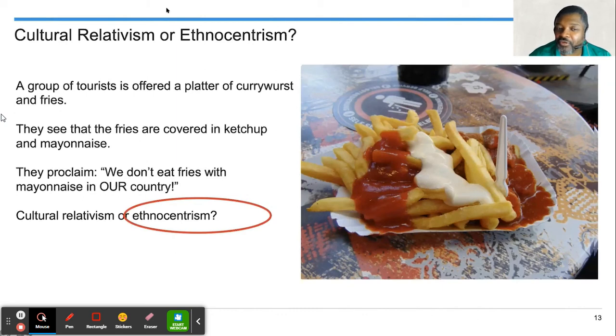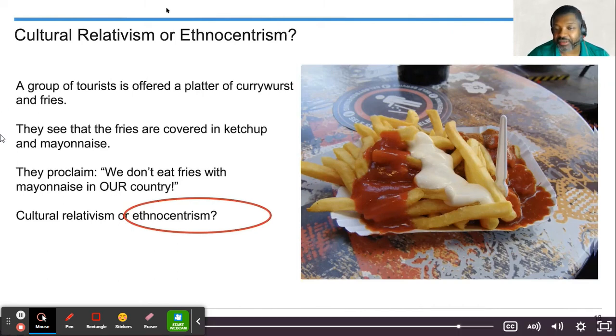I would say it leans towards ethnocentrism. Now, when I was in Germany and I tried currywurst with fries covered in mayonnaise, it was a different taste, but it's an acquired taste. I wouldn't say it was the worst, but it was pretty good.